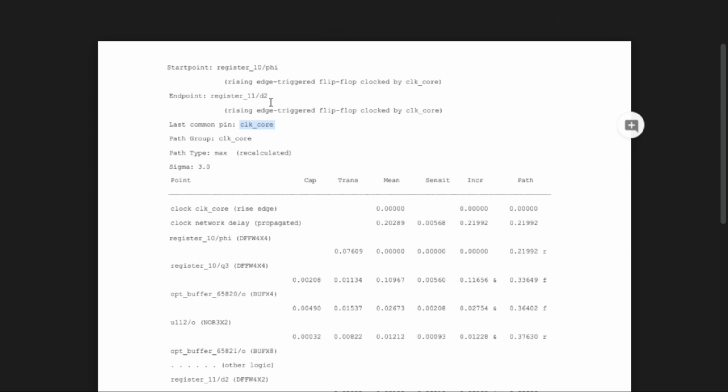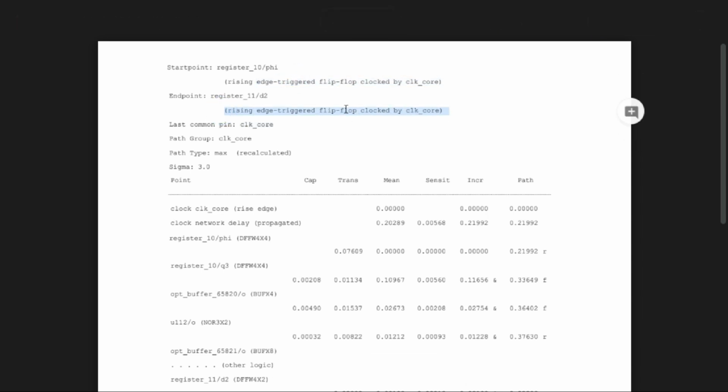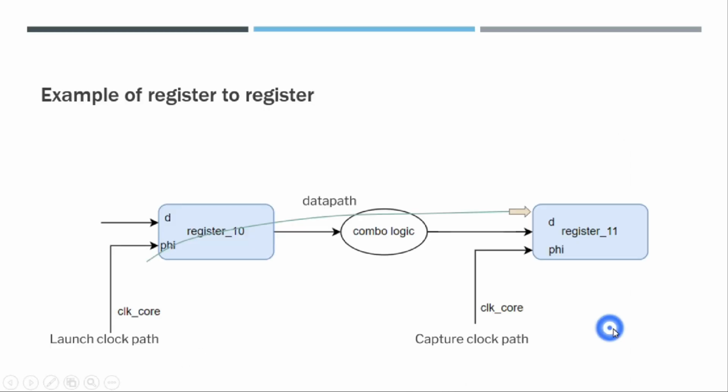But if you trace back both of these paths where the clock is driven to this start point and end point, you will not find any common point until the CLK core, which is what this last common pin is signifying. Okay, there is no common path to the clock between this and this other than the CLK core, which is the source of the clock itself. So this is the path we are referring to, which is register 10 and register 11.